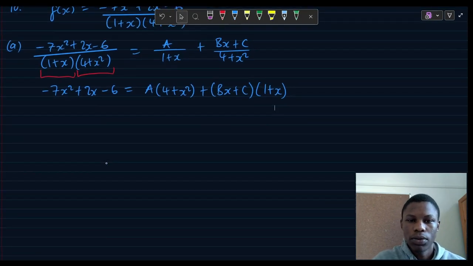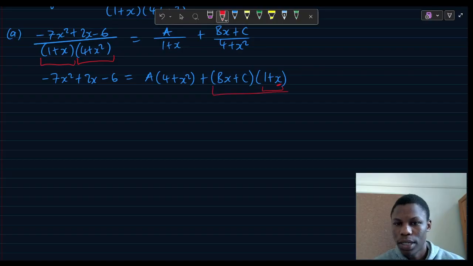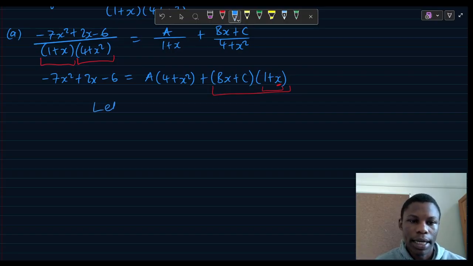And now we're going to try to eliminate one of the terms so we can evaluate one of the unknowns. So for example, if we make x here negative 1, this would make this bracket 0. And so this whole thing would fall away because this bracket is being multiplied by 0. So that eliminates that term there, and that allows us to evaluate a. So we can say let x equal negative 1.